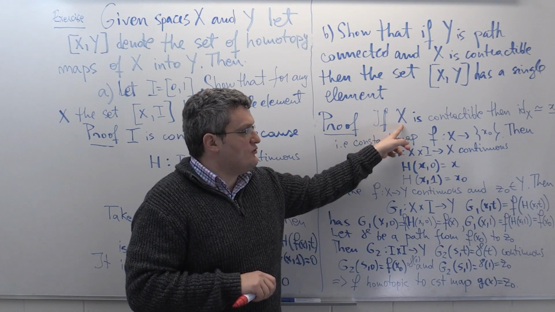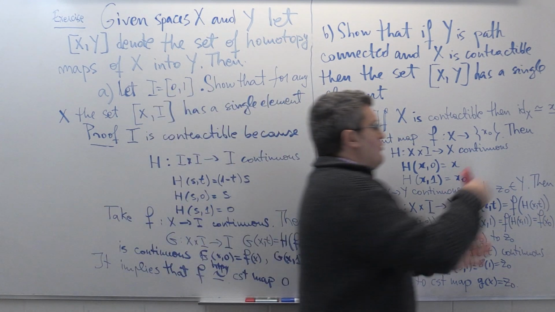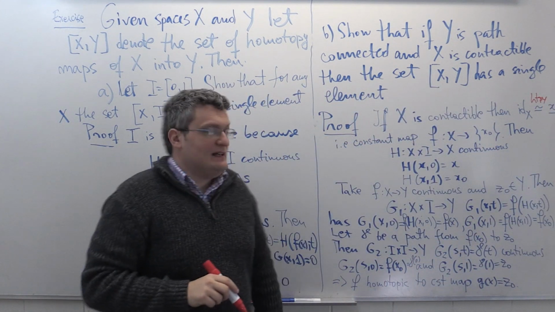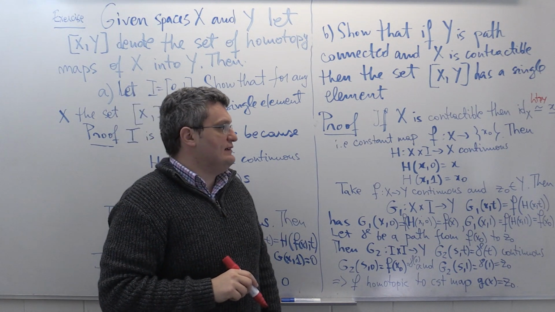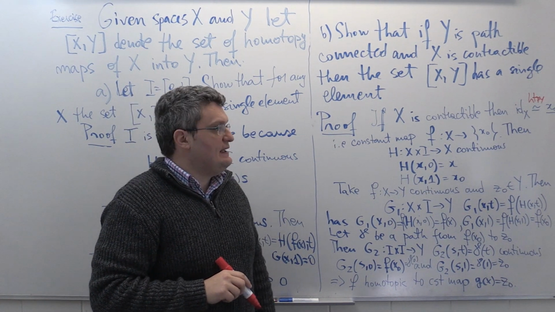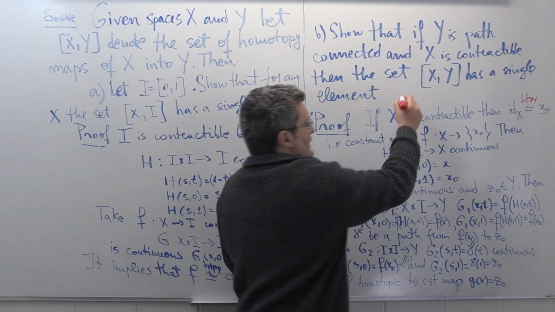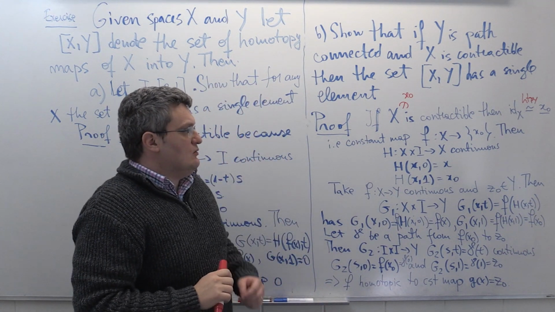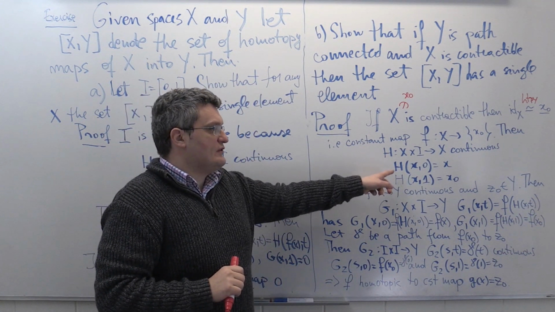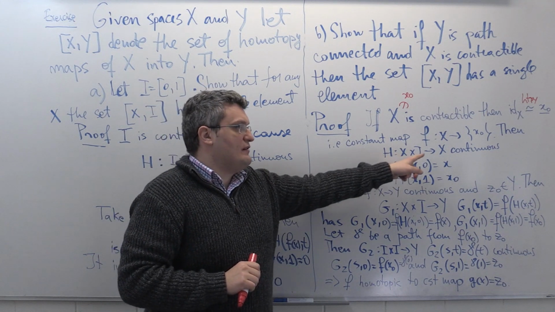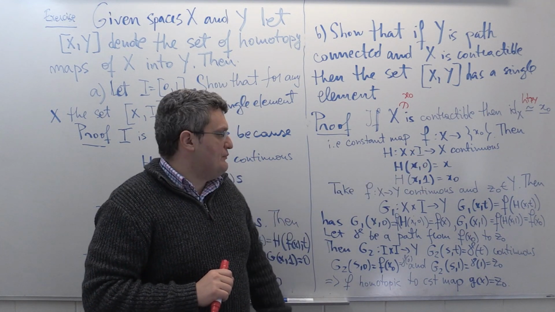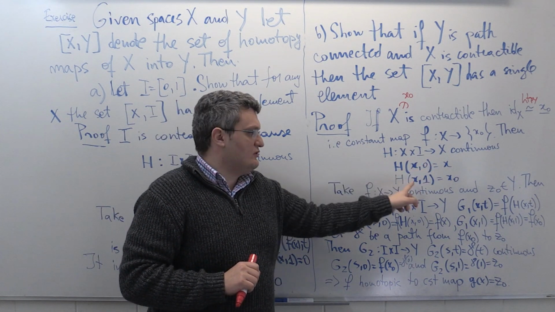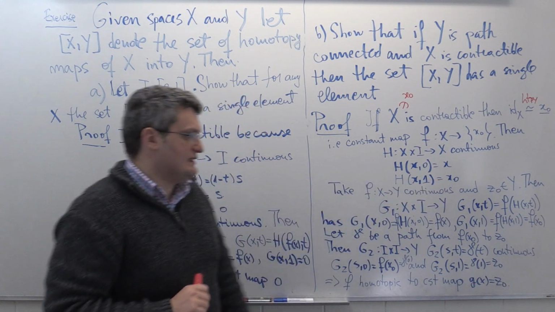If X is contractible, then we have a homotopy between the identity of X and the constant map at x0, where x0 is a point in X. So x0 belongs to X. Then we can write the homotopy. The homotopy is defined on X times I with values in X, a continuous map that on the points x0 gives you x, and on the points x1 gives you the constant x0.